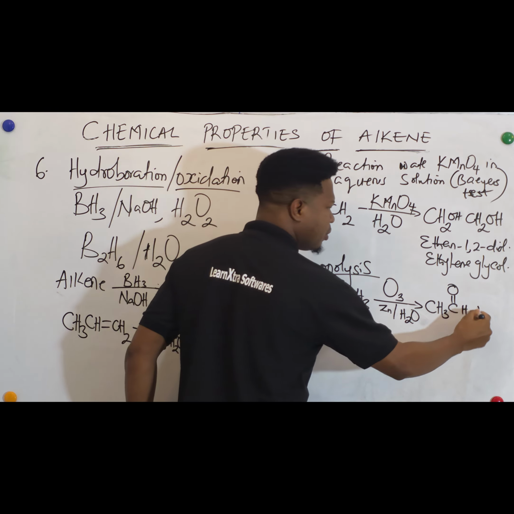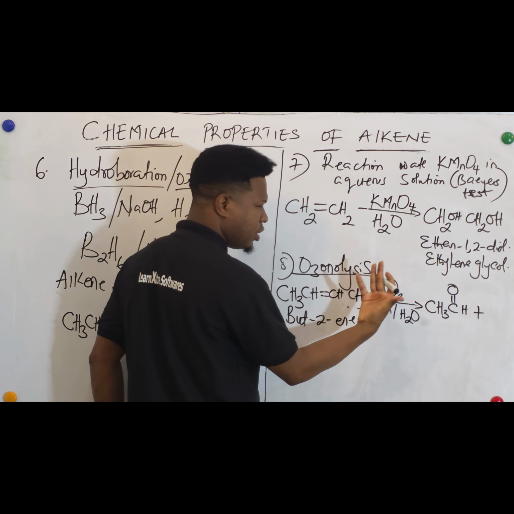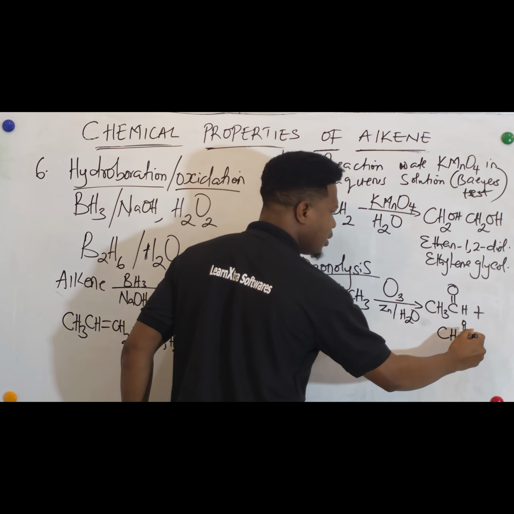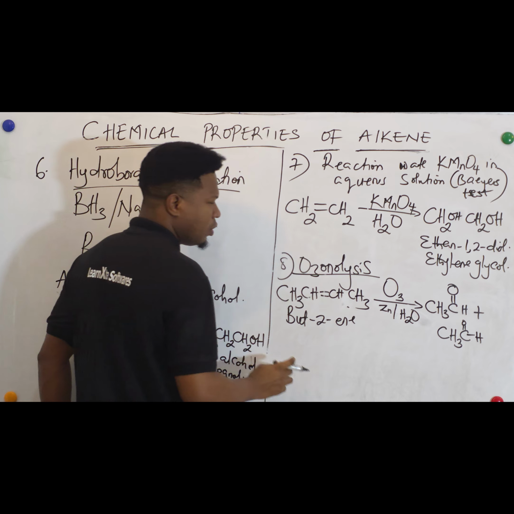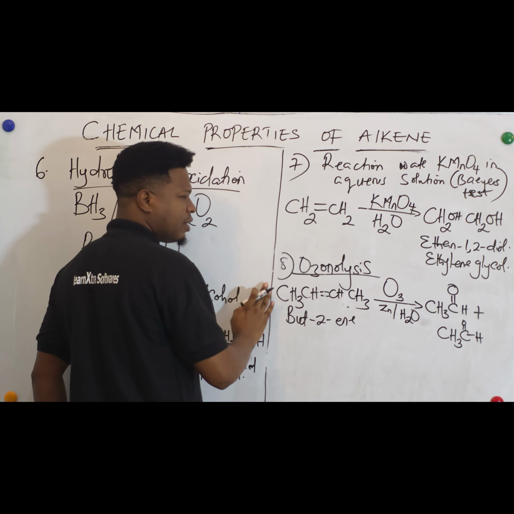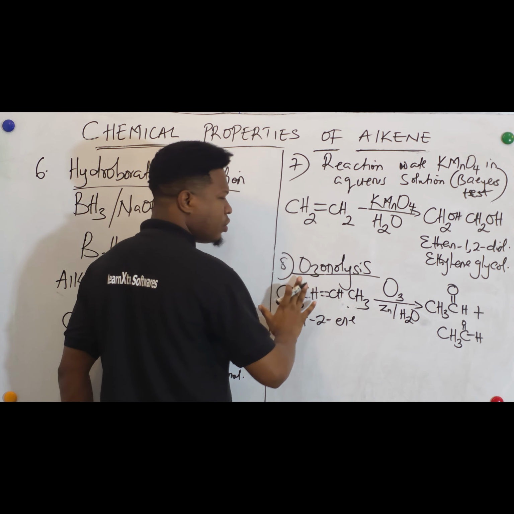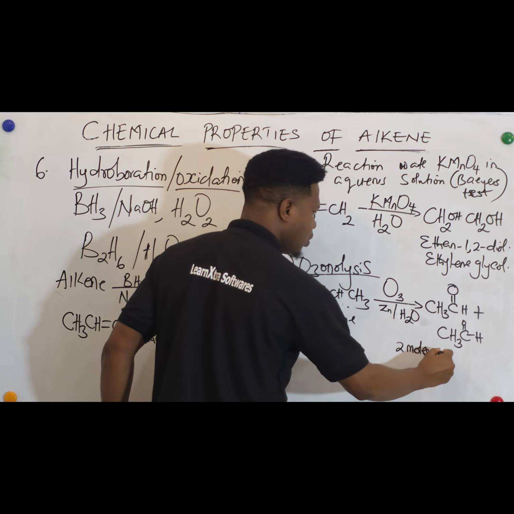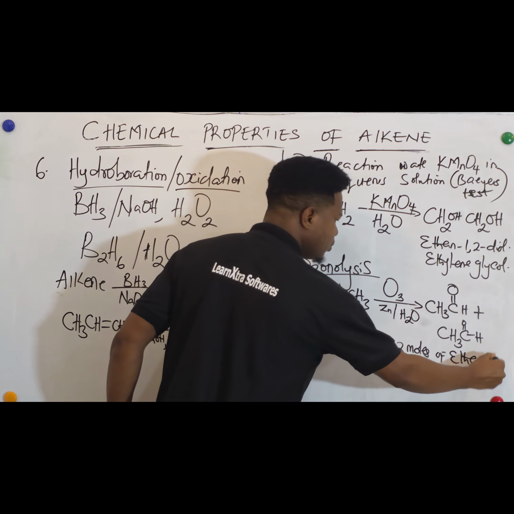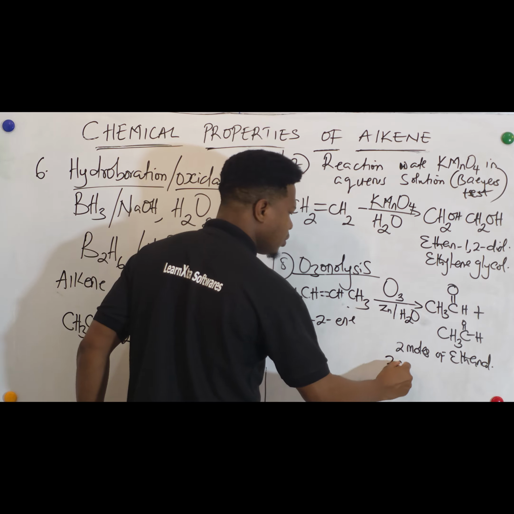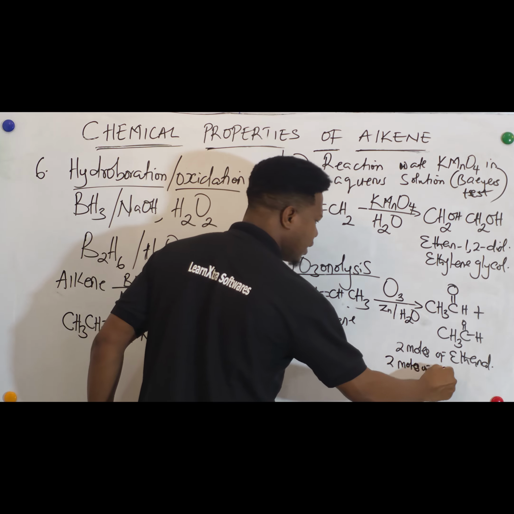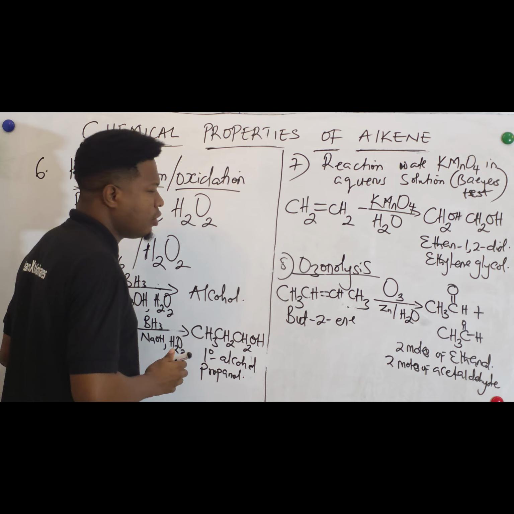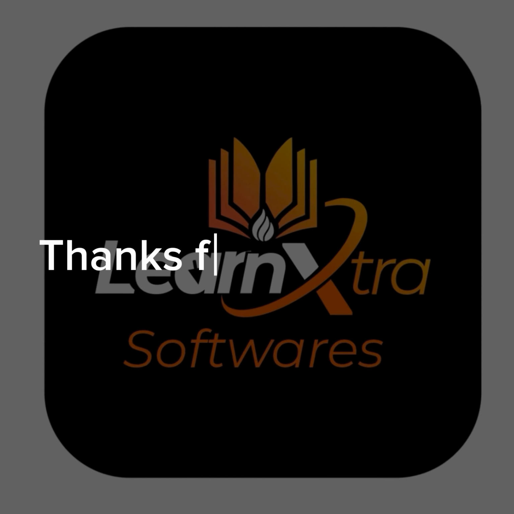Then for the other one, plus, the same thing happens here, but turn it the other way around. It's going to be CH3, C, insert oxygen here, then put your hydrogen here. So the ozonolysis of this reaction will produce 2 moles of ethanal, or you can say 2 moles of acetaldehyde. Okay, so this is the ozonolysis of this reaction.